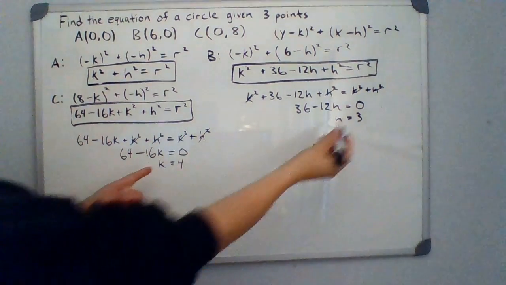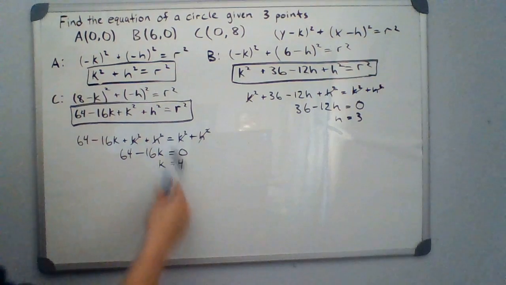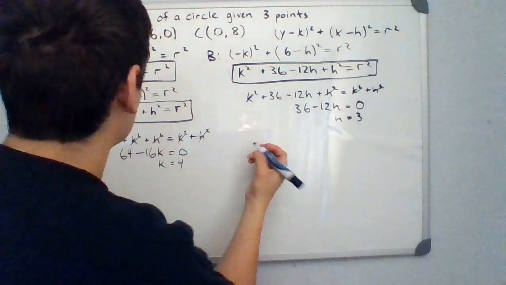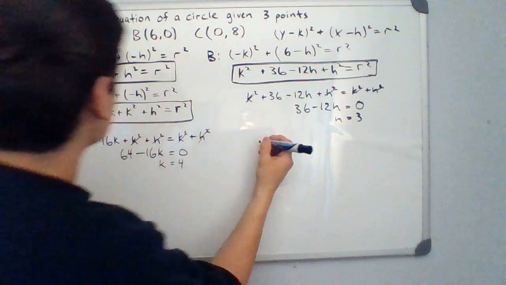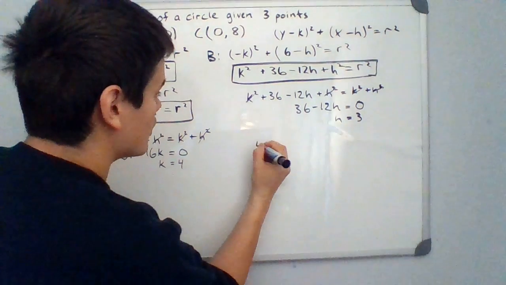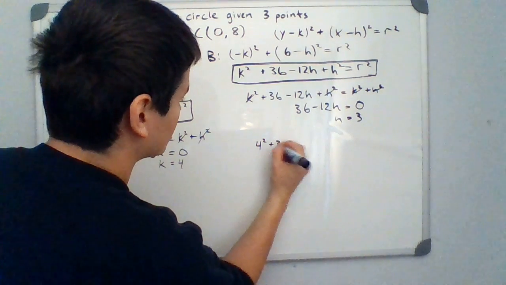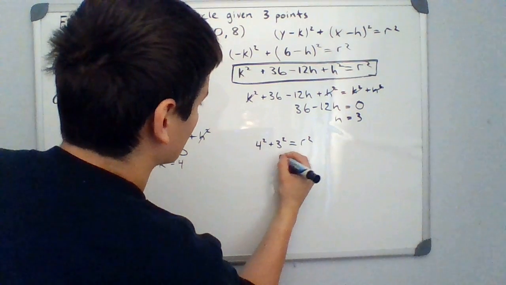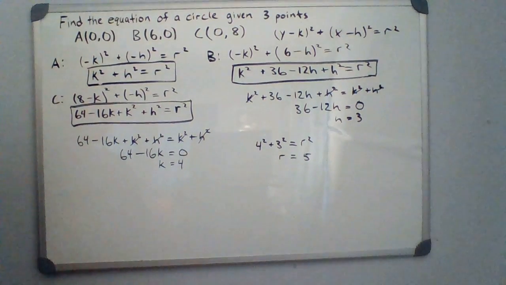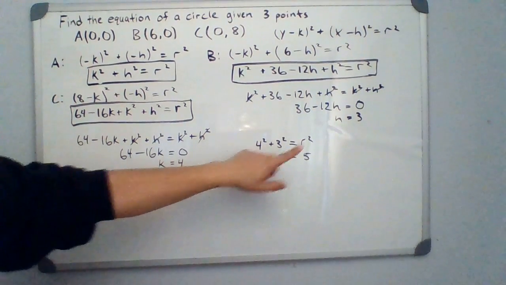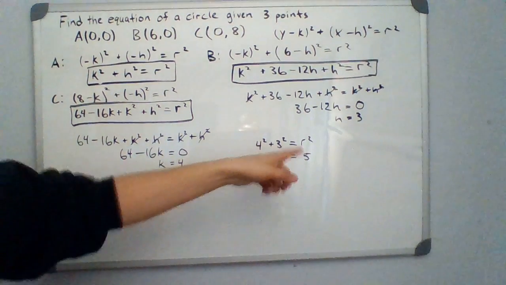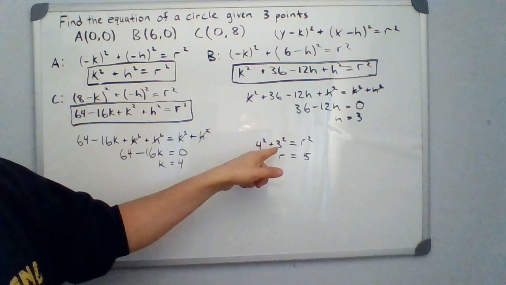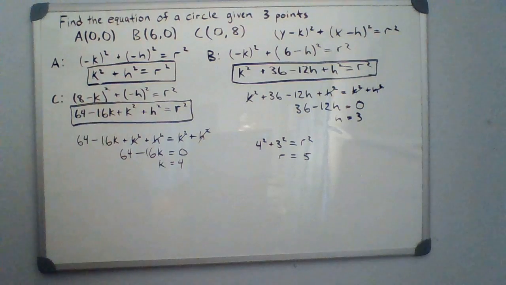So I have k is equal to 4 and h is equal to 3, and then I can just use A now to find out what r is. In other words, I know A was k squared plus h squared is equal to r squared, so 4 squared plus 3 squared is going to be equal to r squared, or r is equal to 5. Because I know this will be the 3 sides of a right triangle, a 3, 4, 5 right triangle. Or 16 plus 9 is 25, and the square root of 25 is 5.